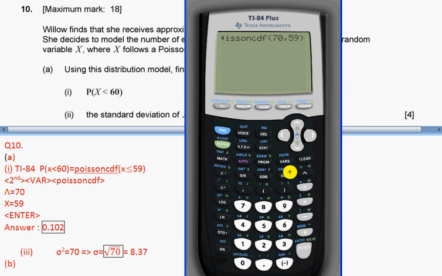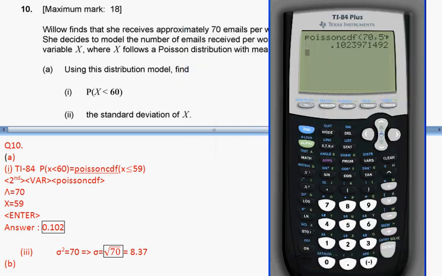Standard deviation of X. Square root of variance, and for Poisson variance equals mean. It is that standard deviation equals square root of 70 equals. So this is exact answer, this is approximated answer. Let's look what we have.